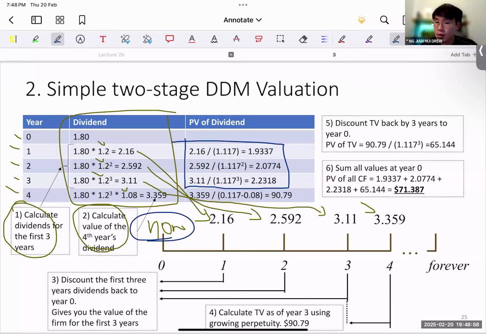Okay, let me see. A question: why is it year 4 to the power of 3? Why power of 3? Because I'm still using the base 1.80 times 1.2 to the power of 3. Right? So if you use this figure, if you use 3.11, you just multiply it by 1.08. Does that make sense?